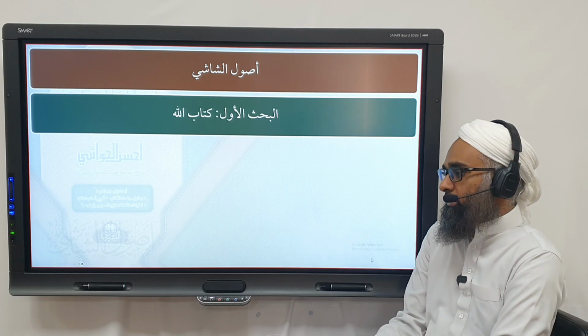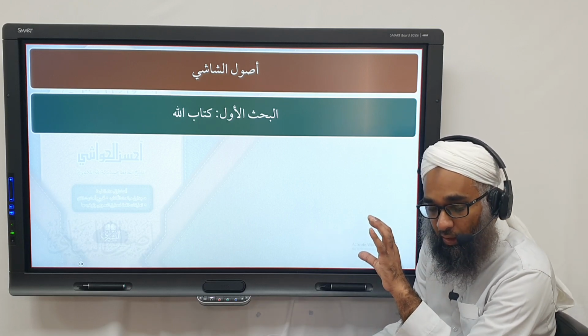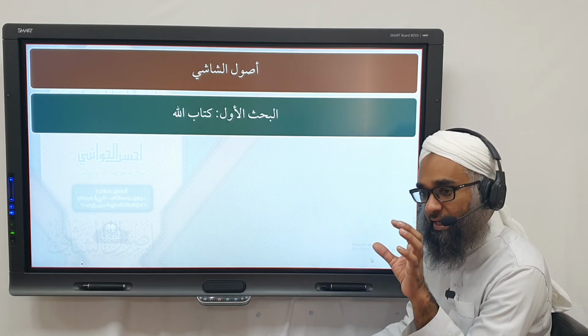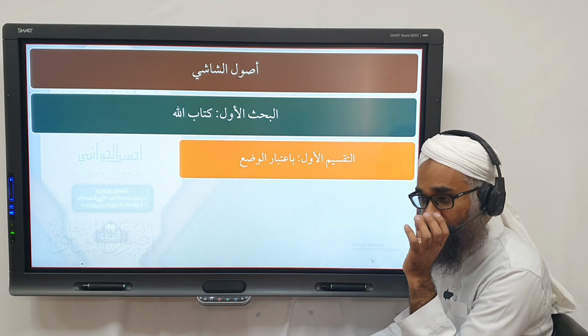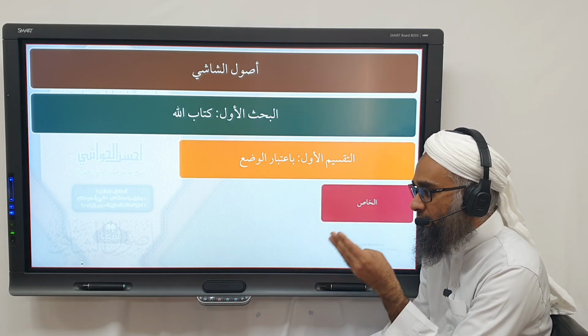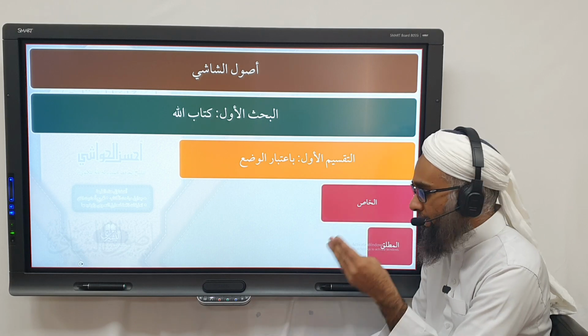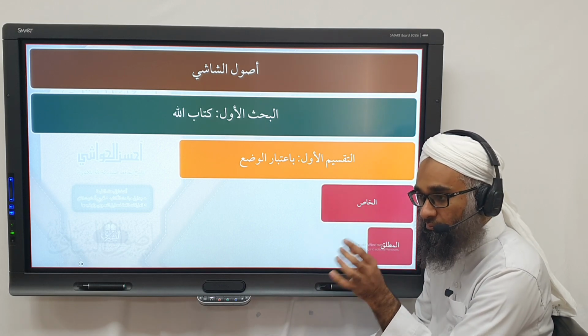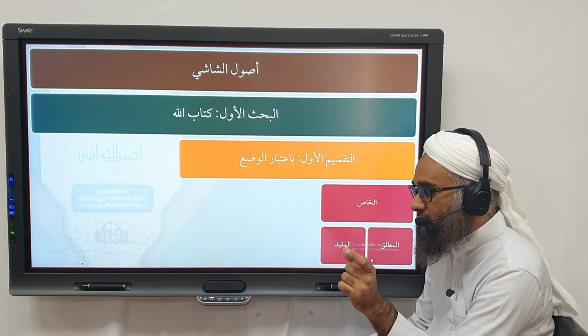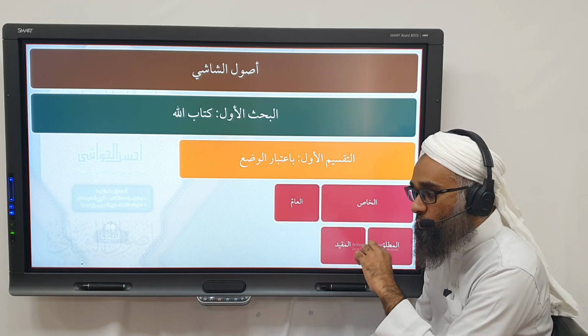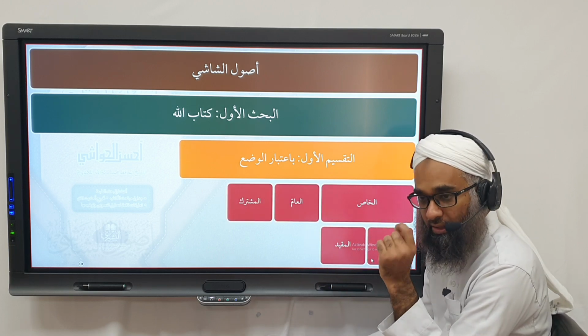we have a few analysis, different aspects we analyze words. The first aspect is bi'timad al-wad'i, how the word has been coined. In there we had khas, we had am. In khas we said we have mutlaq and muqayyad. Mutlaq is unrestricted, and muqayyad is a restricted fard. And am includes all the afrad, like maqsoos and ghayr maqsoos.